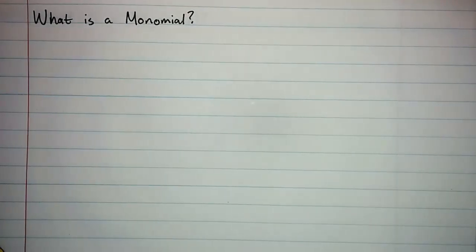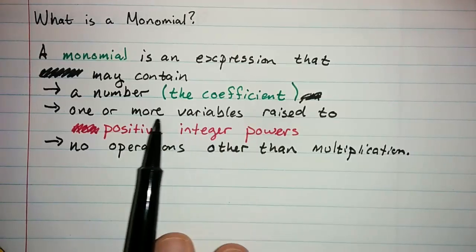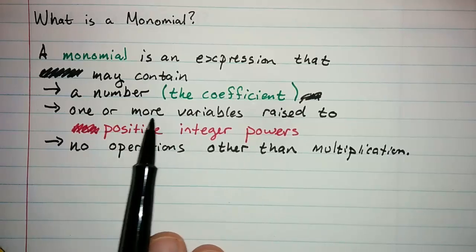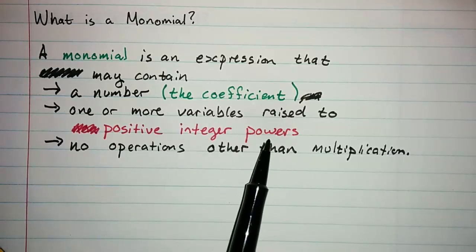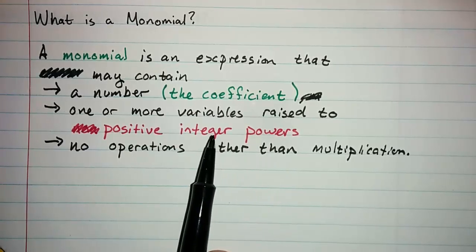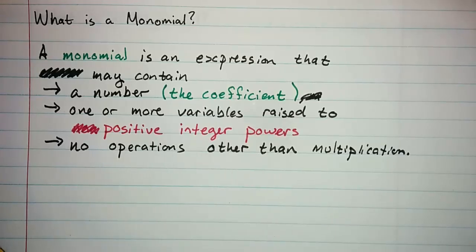What is a monomial? A monomial is a type of expression. A monomial is an expression that may contain a number called the coefficient and one or more variables raised to positive integer powers. Positive integers, so no negative integers, no fractions. And finally contains no operations other than multiplication. So for example, the following expressions are monomials.